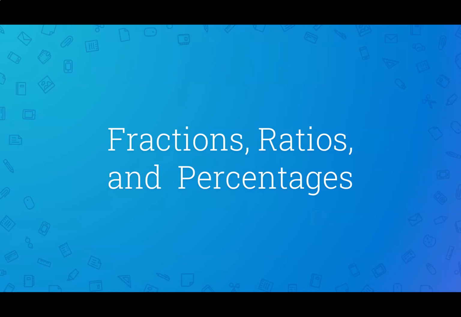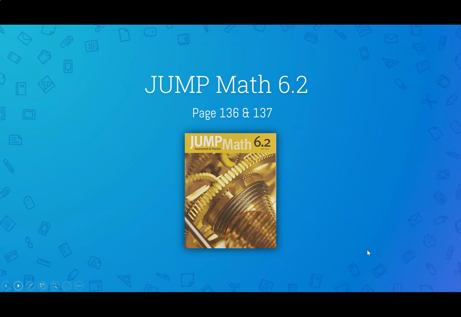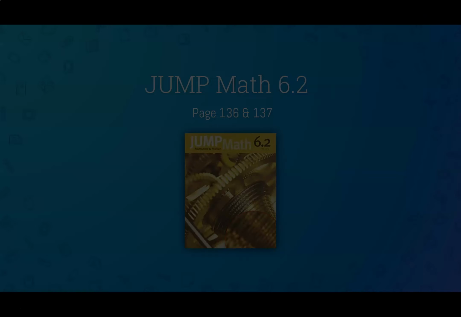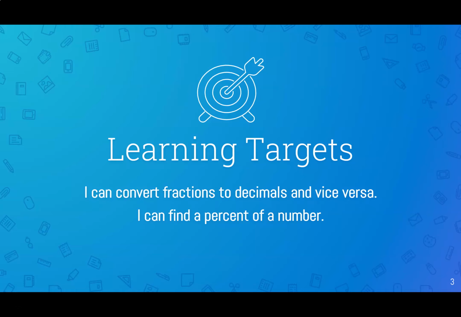Grade 6. Today our lesson is a review of our entire unit and it is called Fractions, Ratios, and Percentages. We will be working on pages 136 and 137 in our Jump Math book. Please note that page 138 is also part of this lesson, but we will not be doing any work on page 138 today. Our learning targets for today are: I can convert fractions to decimals and vice versa. I can find a percent of a number.